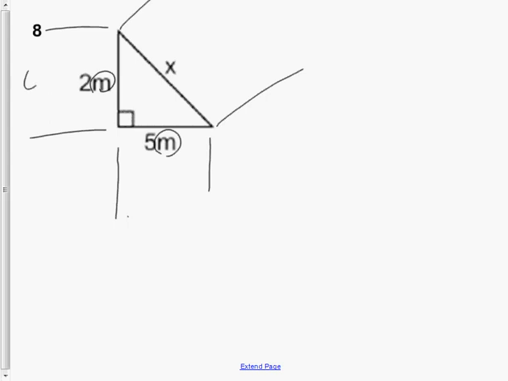So the area of this square would be 4 meters squared if its side length is 2. This would be 25 meters squared if its side length is 5. And therefore, the area of the square attached to the hypotenuse would be the sum of those two areas, which would make it 29 meters squared. But we're not done. That's not the answer. That's just the area of the square attached to the hypotenuse.